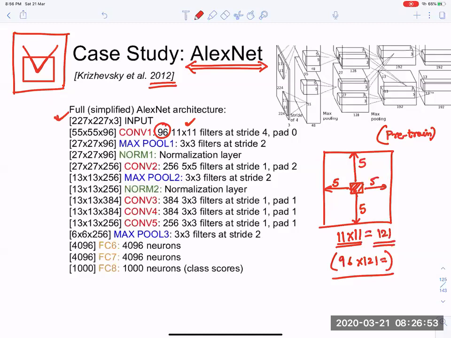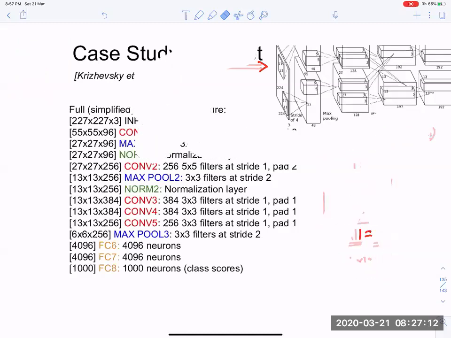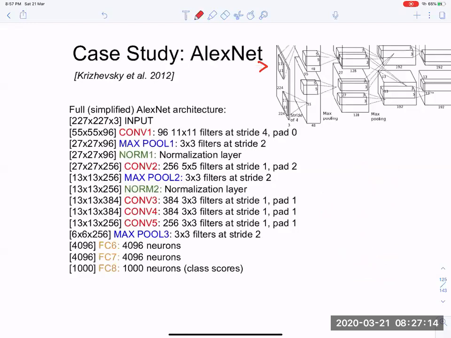The downside of a big filter is that it is going to have a huge amount of parameters. But the good thing is that it can capture the big structures, the thing that you are looking for, or it can see your image in a much more holistic, bigger form. So what they have done is that they have applied 11 by 11.